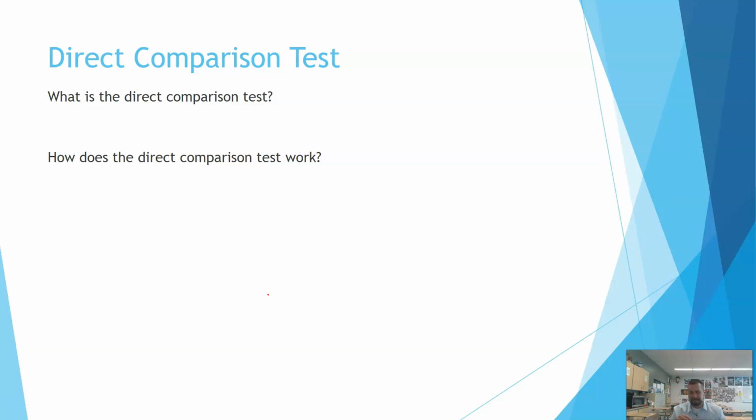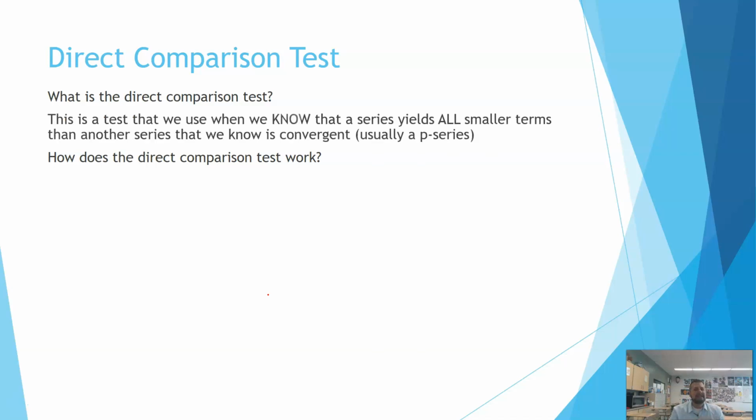Once we have a series and we think we know whether it's convergent or divergent, we can use something like the direct comparison test. The direct comparison test is a test that we use when we know that a particular series is going to give us terms that are going to be smaller no matter what than another series that is convergent. And that's usually a P series.